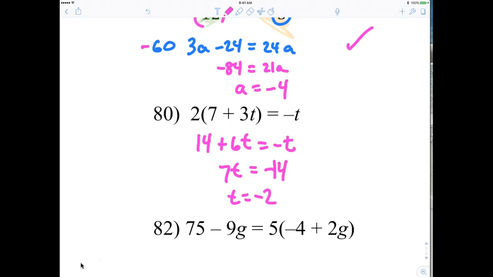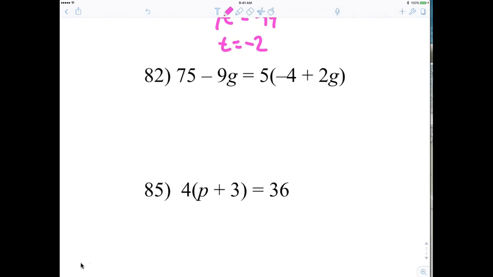Now again, some of you are just comfortable with negatives. If you're comfortable with negatives, you can put the variable on whatever side you want. Personally, I always made the variable positive. That way I don't have to worry about negative mistakes. All right? So here we go.